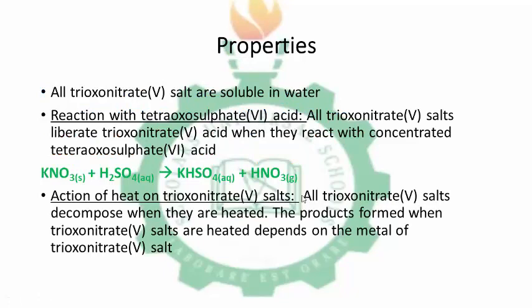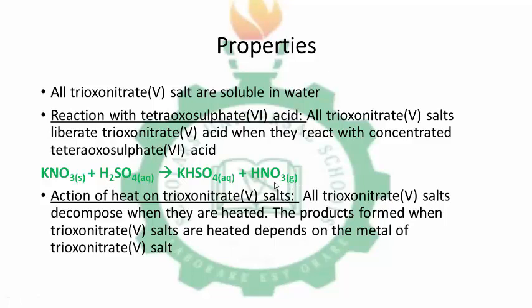Now to the properties of triazonitrate salts. All triazonitrate salts are soluble in water. Now when triazonitrate salts react with concentrated tetrasulfate acid, the concentrated tetrasulfate acid liberates triazonitrate acid from the salt. Now this potassium triazonitrate salt reacting with concentrated tetrasulfate acid, forming potassium hydrogen tetrasulfate salt and also triazonitrate acid.